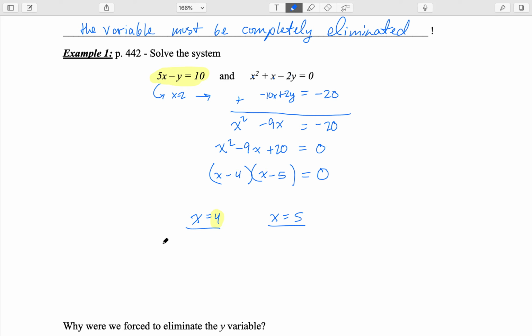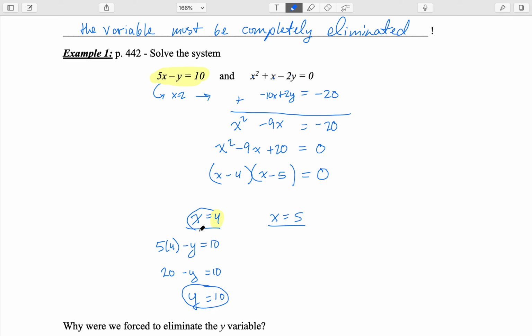Let's just say, look, I know that 5x, no, 5 not times x. What is this? It's not 5x, it's 5 times 4, right? Because x is equal to 4. 5 times 4 minus y is equal to 10. So 20 minus y is equal to 10. Subtract off, this has got to be 10. It's 20 minus 10. I know that y is equal to 10.